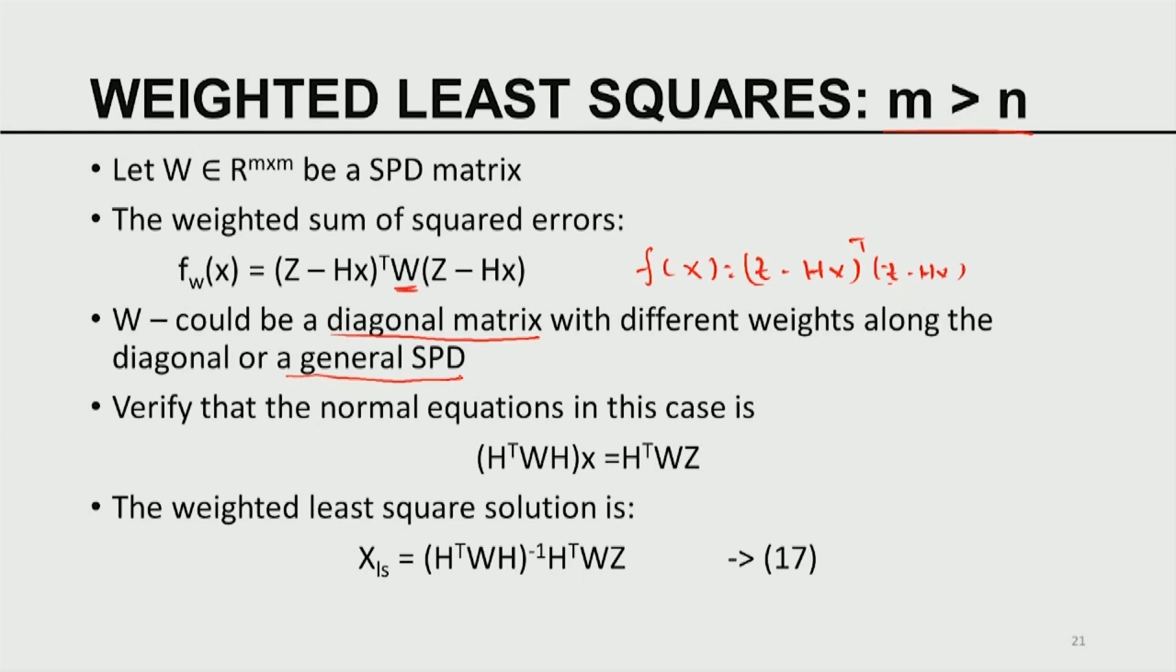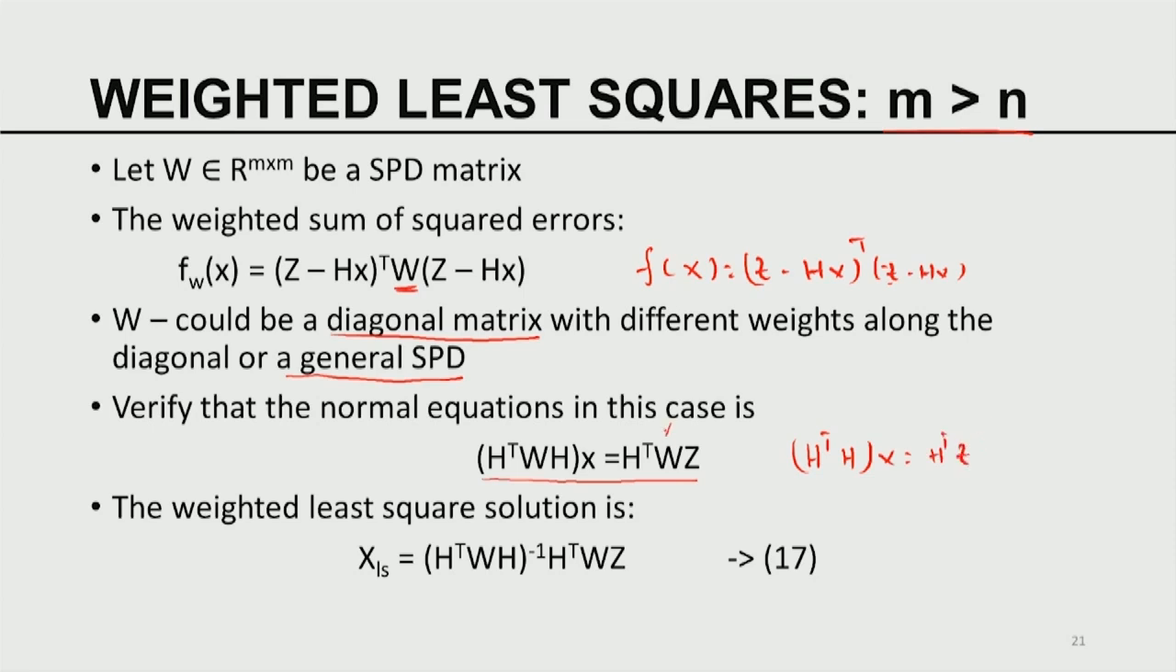So W could, in the simplest case, be a diagonal matrix with all 1s, which is the identity, or diagonal with all different elements, or it is a general symmetric positive definite matrix. Again, we can try to minimize this as a function of x. This is also a quadratic function of x. For this quadratic function, I can compute the Hessian and the gradient, and equate the gradient to 0. I get a new version of the normal equation. You can see in the unweighted case, I simply got H transpose H x is equal to H transpose z.